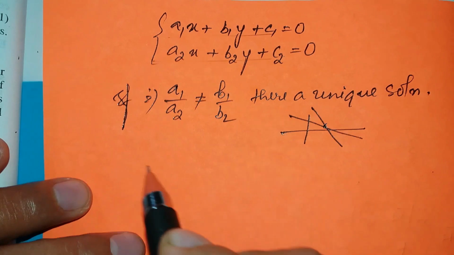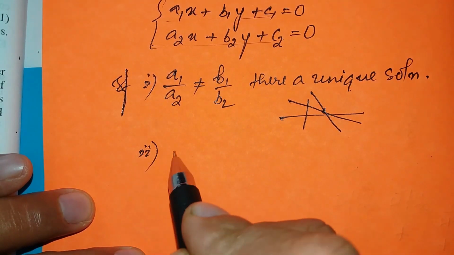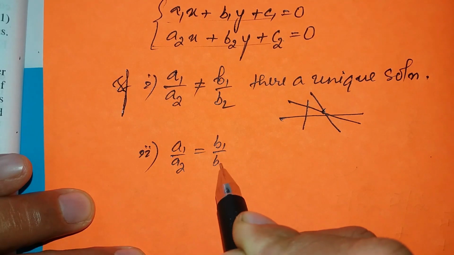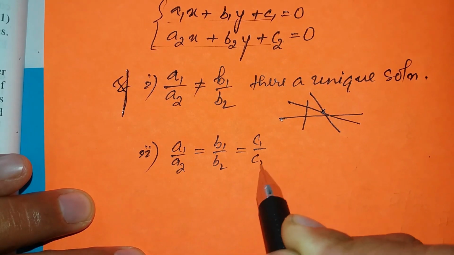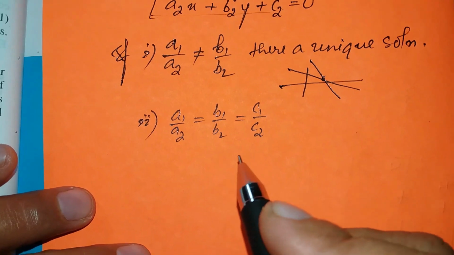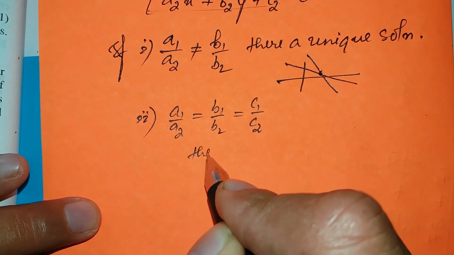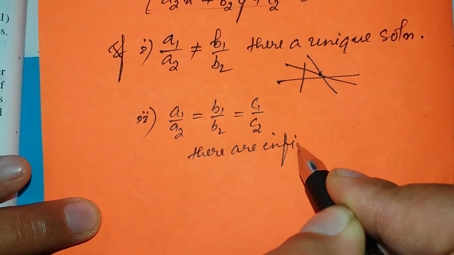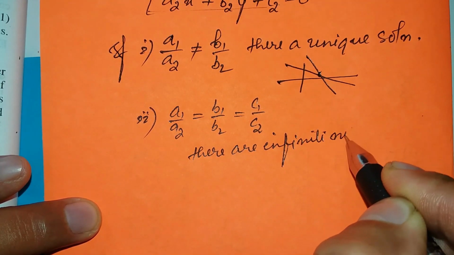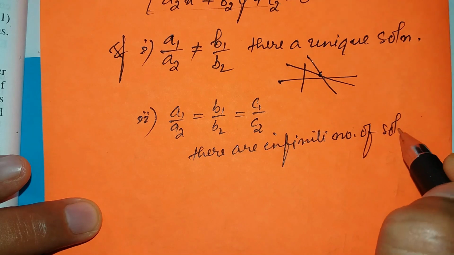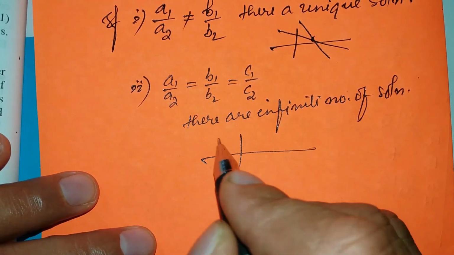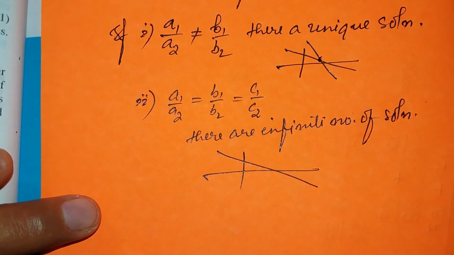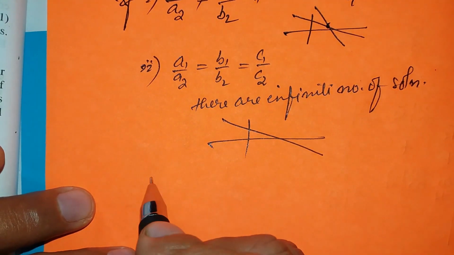Now if a1 by a2 is equal to b1 by b2 is equal to c1 by c2, then there are infinite number of solutions. So when we draw the graph, we will get a coincident line, that is one single straight line for both the equations.